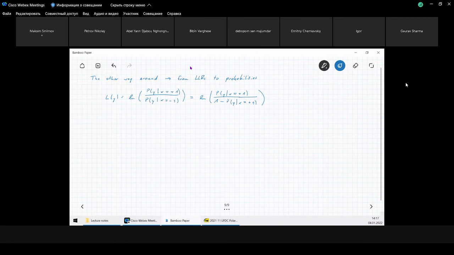Okay, so let's see how we do this. Just using the exponential function e to the power of L of y is equal to this ratio of the probabilities, P of y given x being +1 divided by 1 minus P of y given x being +1.